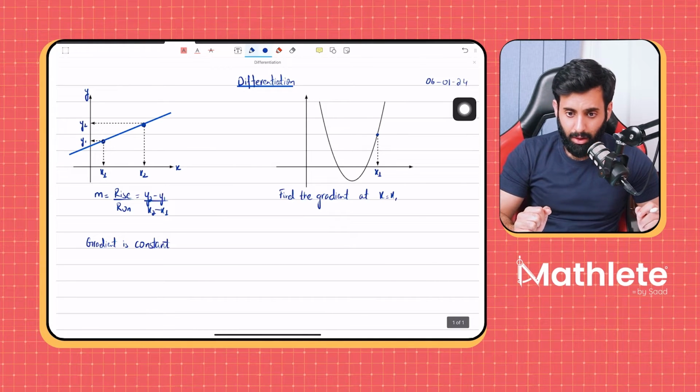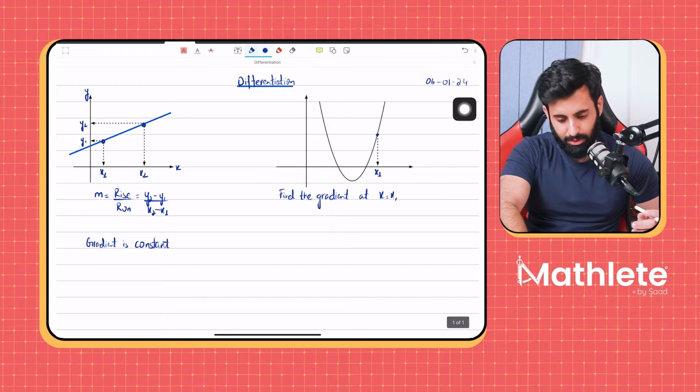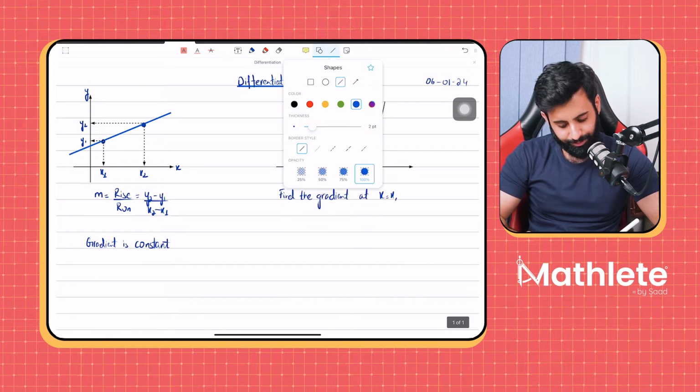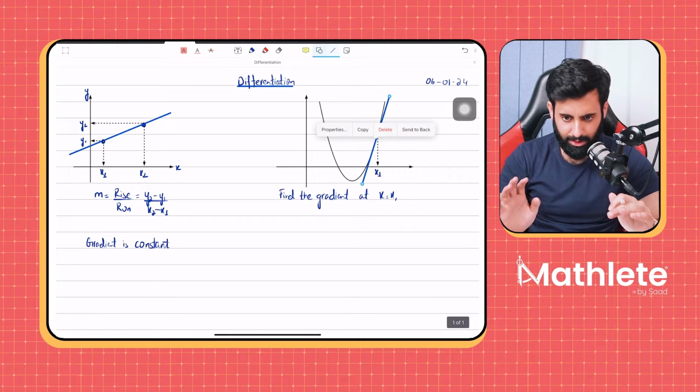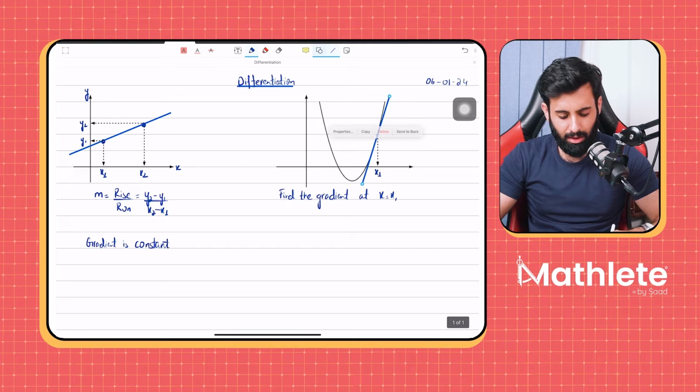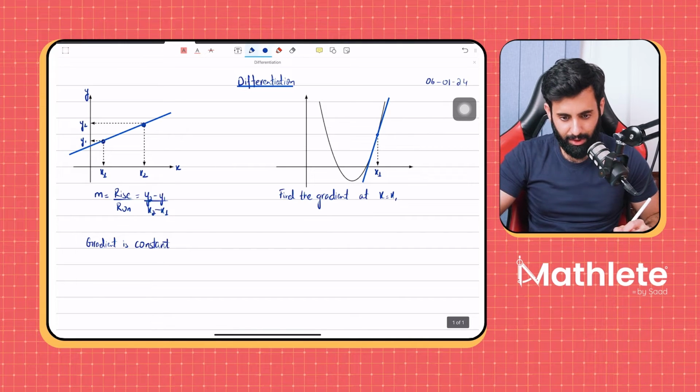Okay. So how exactly will we find out the gradient? Yes, we will draw the tangent. So at x equals x1, we draw a tangent. This is what we did earlier. This is not something we'll have to do right now. Keep that in mind, please. We draw a tangent and then we find out the gradient.